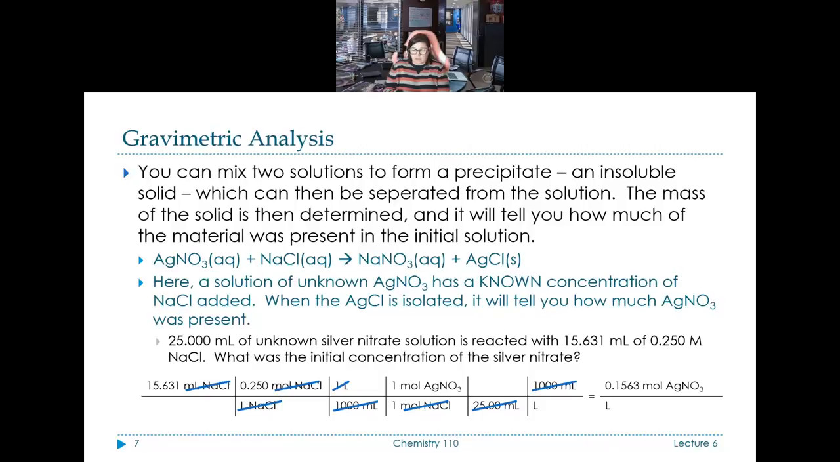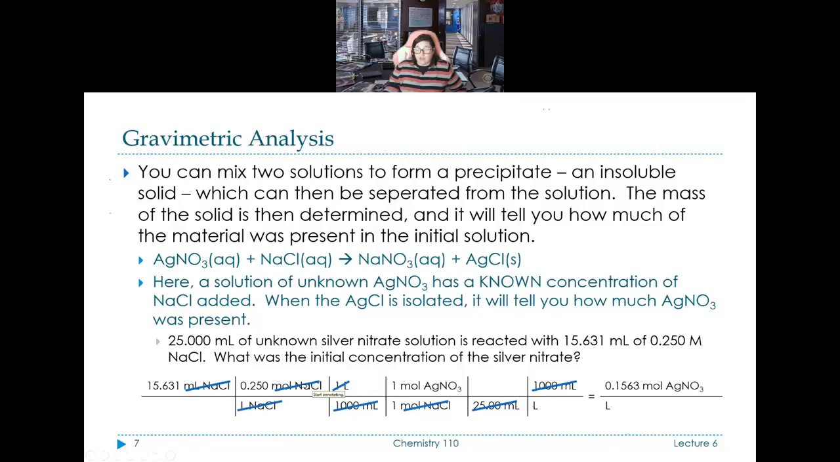15.631 milliliters of NaCl, which is 0.250 moles per liter of NaCl. We can multiply those two together. So if I take that volume that I started with, 15.631 milliliters of NaCl, I multiply that by the molarity, the 0.250 moles per liter. That will give me a number of moles of NaCl.